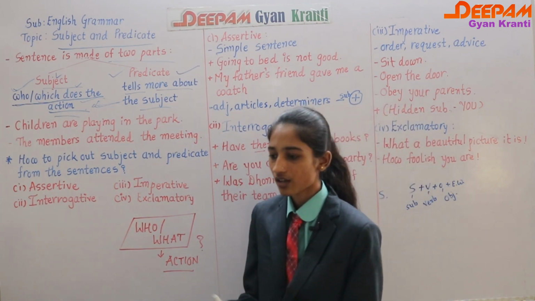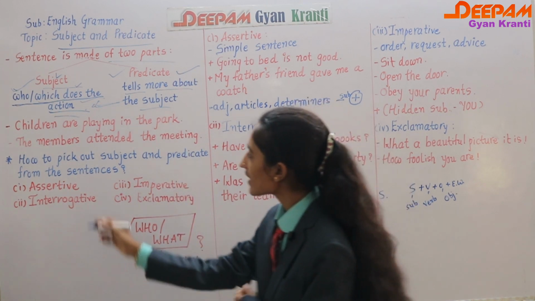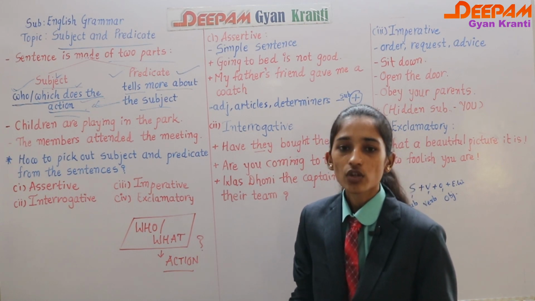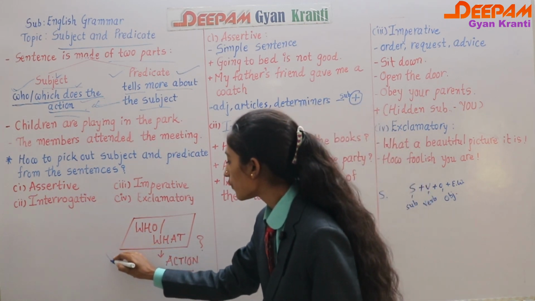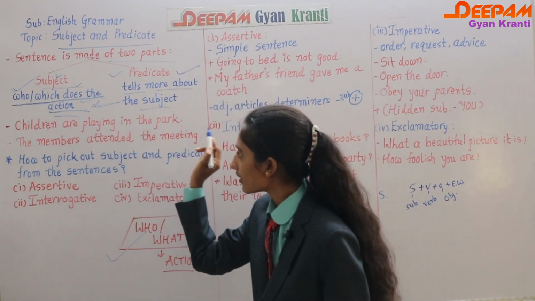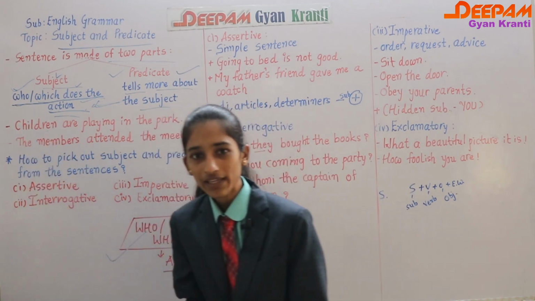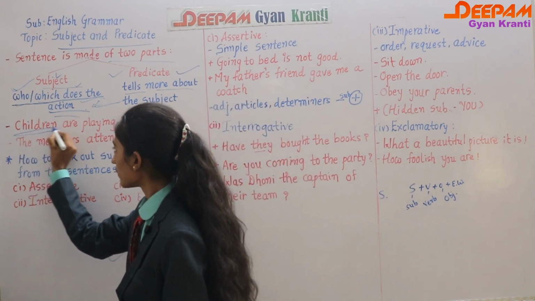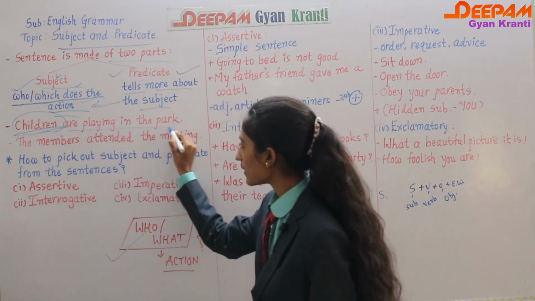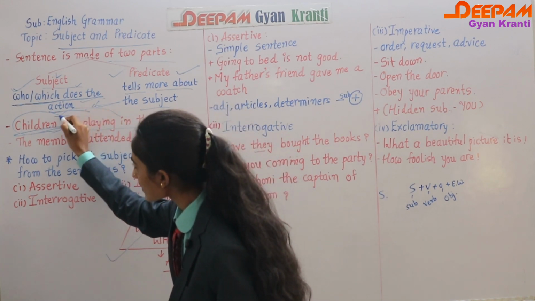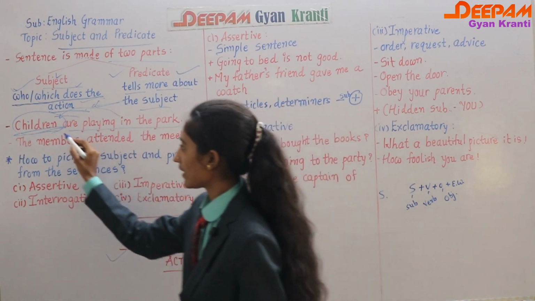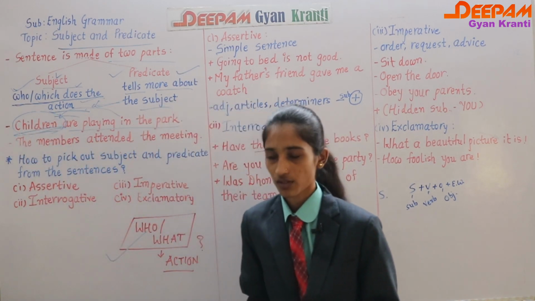Now here are two examples. Children are playing in the park. Very easy. If you want to find the subject, you have to ask the question who or what. Children are playing in the park. Who are playing in the park? Children. Clear? So this word children is your subject, and the rest of the sentence, are playing in the park, adds something to the subject. So this one is your predicate, and children is your subject.